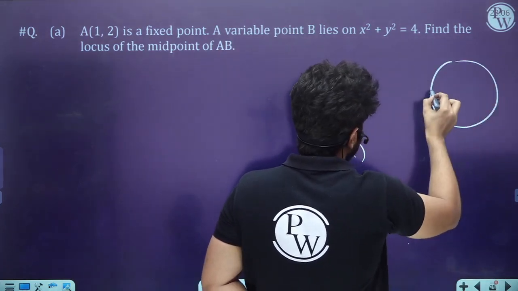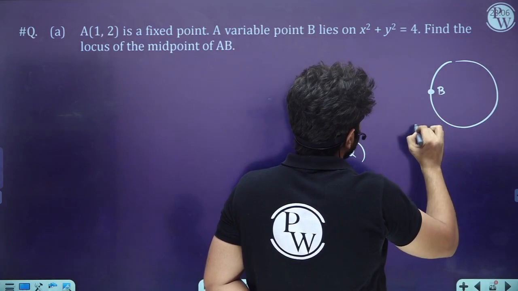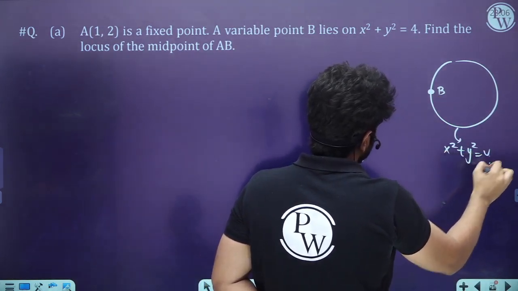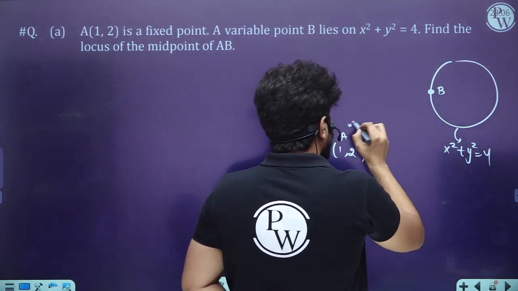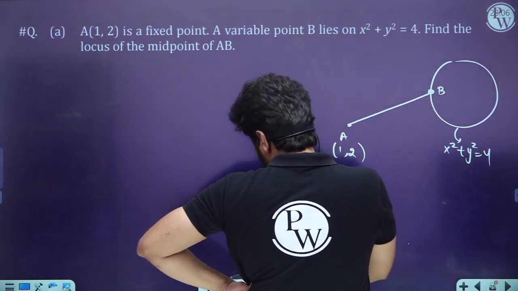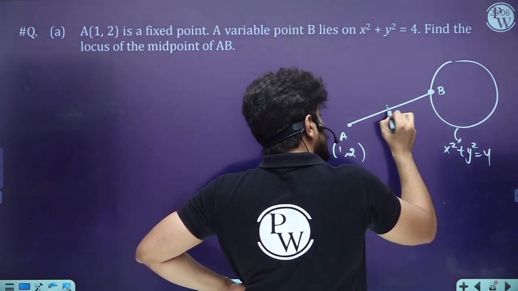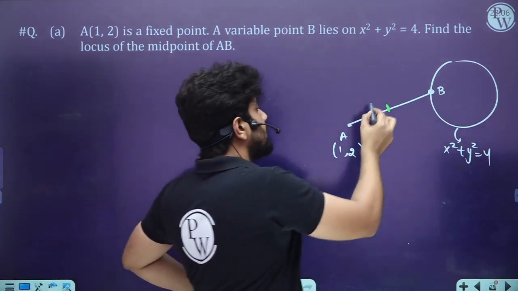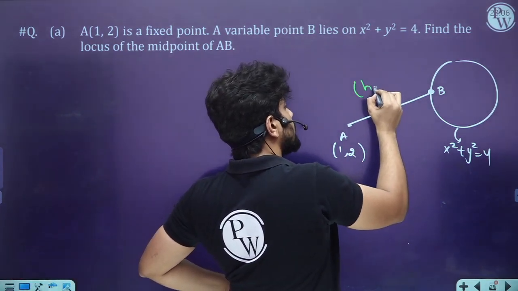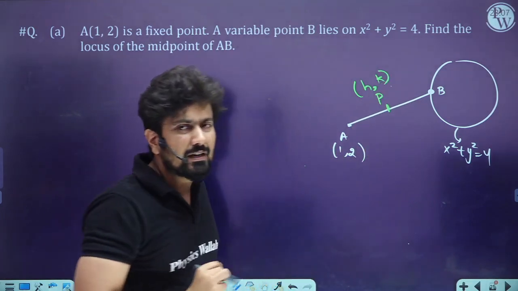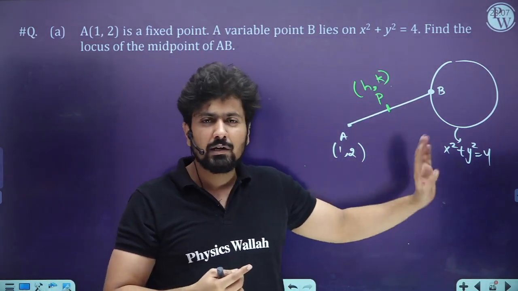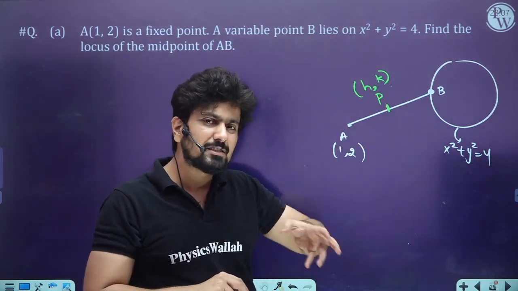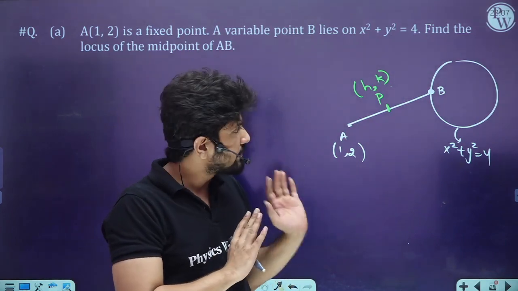So suppose there's some circle and there's a variable point B which is lying on this circle, x squared plus y squared is equal to 4. We are looking to find the locus of the midpoint of AB. What is the locus of the midpoint of these two points A and B? So whatever locus we want to find, we are going to consider this point to be (h, k), not (x, y), to avoid confusion, because there are already x and y in the picture. In the end, we will replace by (x, y) and we will get an equation. But first of all, make some condition.